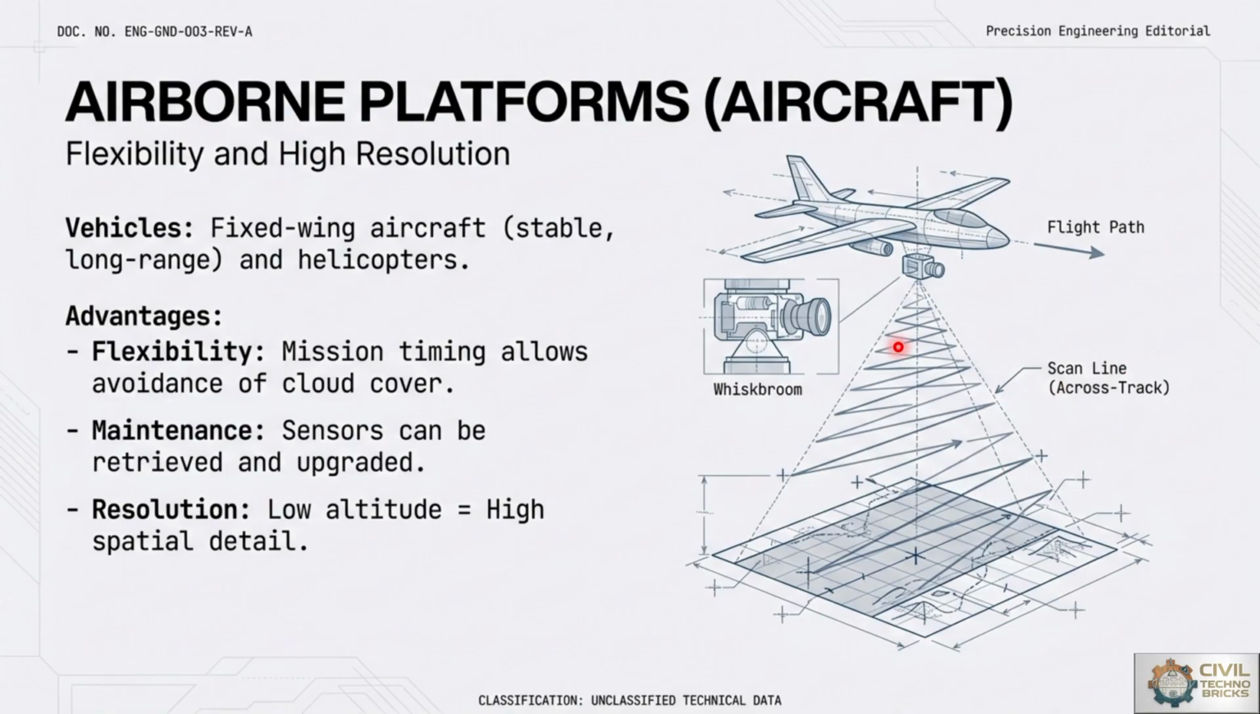These are the scan lines across the track. This is the actual swath area on the earth's surface. This is the instantaneous field of view.